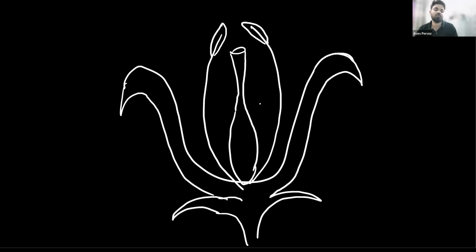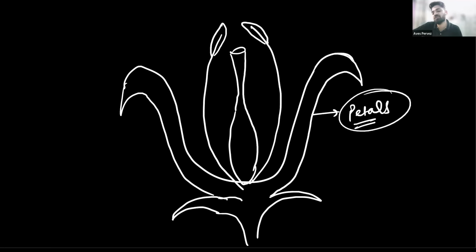So this colorful part is called petals. These petals help in attracting the insects and help in the transfer of pollen grains from anther to stigma, which means they help in pollination. What is pollination? We're going to discuss it later, but it helps in reproduction. Actually, petals are not the reproductive organs of the flower.